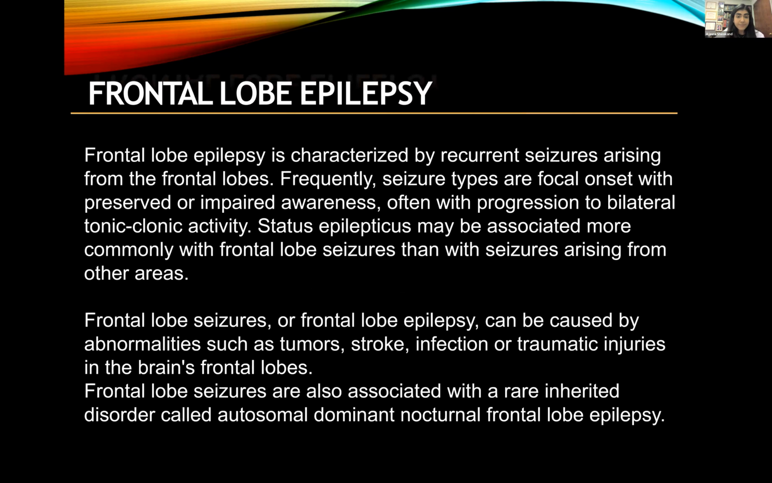Coming to frontal lobe epilepsy, it is characterized by recurrent seizures arising from the frontal lobe. Frequently, seizure type are focal onset, so they do initially have consciousness, but then it sometimes can progress to bilateral tonic-clonic seizures. And status epilepticus may be associated more commonly with frontal lobe seizures than with seizures arising from any other part of the brain. And frontal lobe epilepsy can be caused by abnormalities, as we previously discussed, like tumors, any infarction, stroke, infection, or traumatic injuries to the brain's frontal lobe.